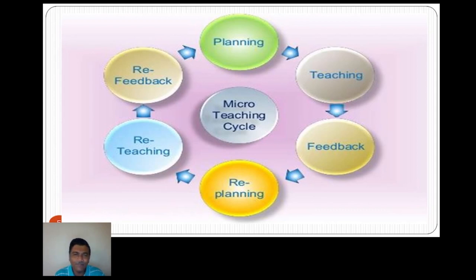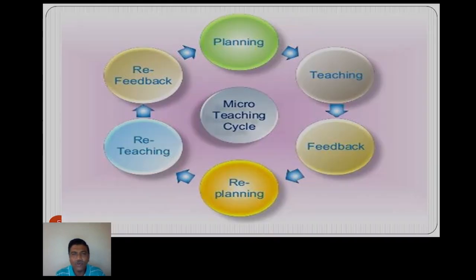First one, planning. You have to plan what you are going to teach and then involve yourself in the teaching. Second, teaching. Third one, feedback. Based on teaching, feedback will be given. Next comes replanning. Based on the feedback, you have to replan your lesson plan. Next comes reteaching. Based on the replanning, go for reteaching. And next comes re-feedback. That's very important. This is the micro teaching cycle, and re-feedback leads to planning again. This is a cycle that goes on.